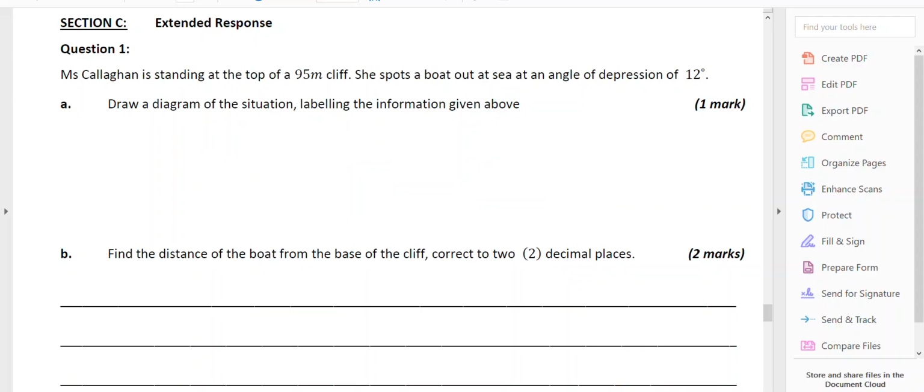Now we will continue with our next question, which is from section C, and these were the extended response questions. So the first question says, Miss Kellyanne is standing at the top of a 95-meter cliff. She spots a boat out at sea at an angle of depression of 12 degrees. Draw a diagram of the situation, labeling the information given above. Okay, so let's draw our diagram.